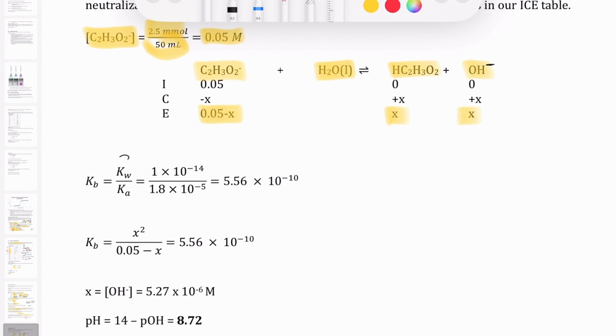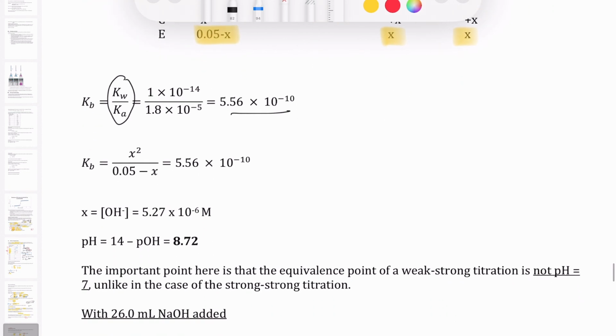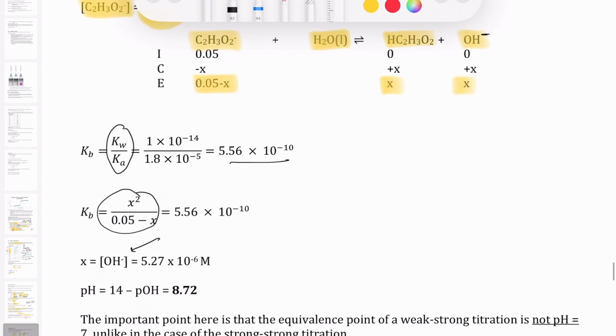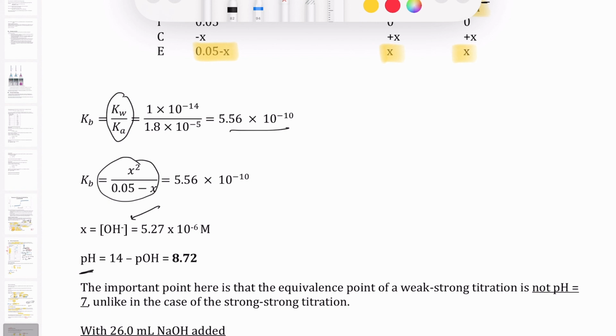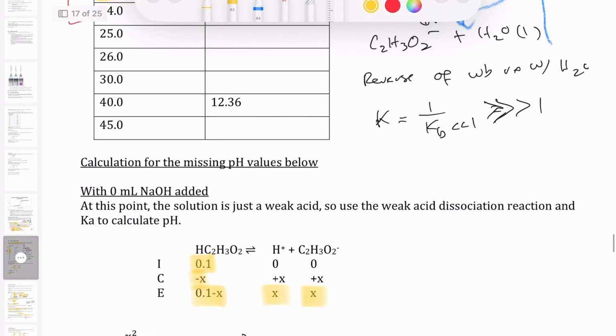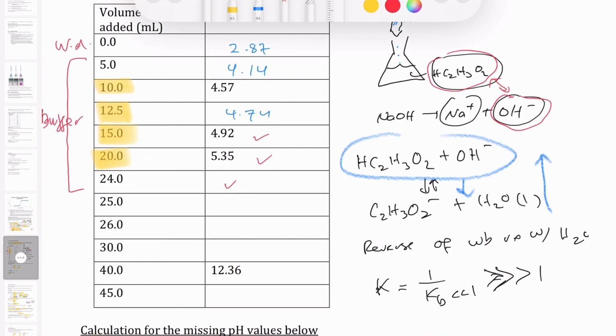Kb is Kw over Ka. So we can calculate that way. That gives us this number as Kb. And then we set that equal to x squared over 0.05 minus x. And so the Kb value will allow us to calculate x, which actually stands for OH minus concentration in this case. So therefore, to get the pH, we have to subtract 14 minus pOH, and that gives us a pH value of 8.72. That's the number I'm going to fill out in my table as the pH at equivalence point. So this is my EP, my equivalence point.